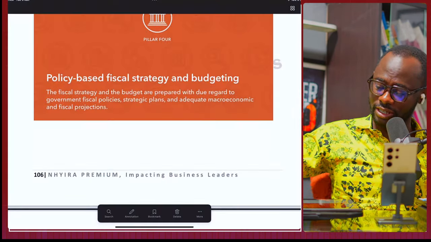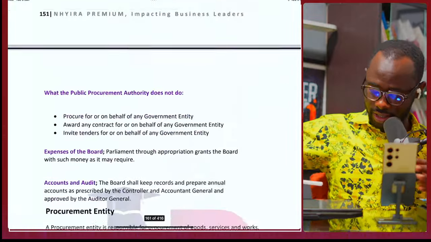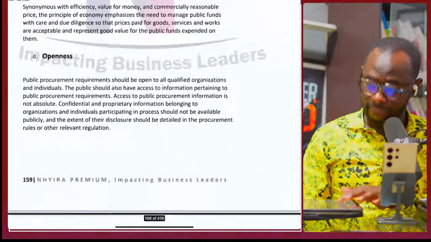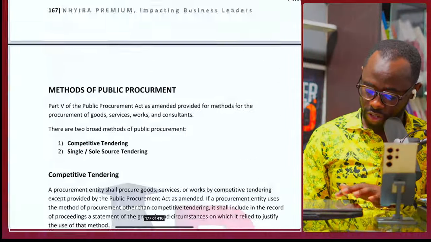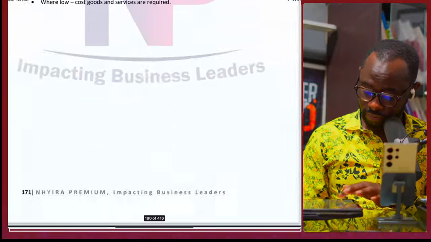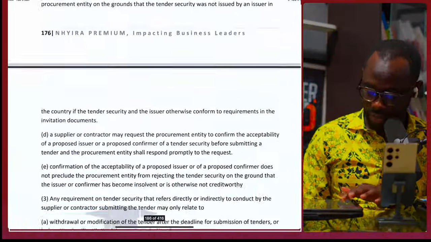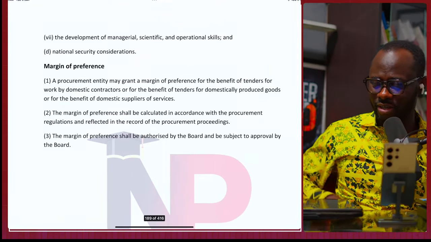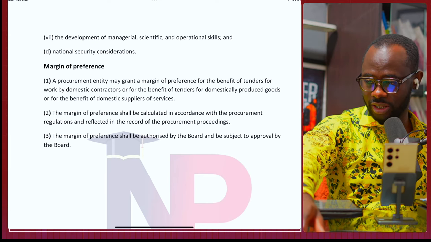Now, under this, I think somebody asked a question. Let's see if I can just go there and take that particular thing. Public procurement. If I remember, what was it? I'm just going into my slide to take something from there. Not necessarily my slide. This is the book, my public sector book. Okay, yeah. Somebody asked a question about margin of preference. I think that was from Gideon at the beginning of the discussion or something like that. Was it margin of preference? Yeah, margin of preference.